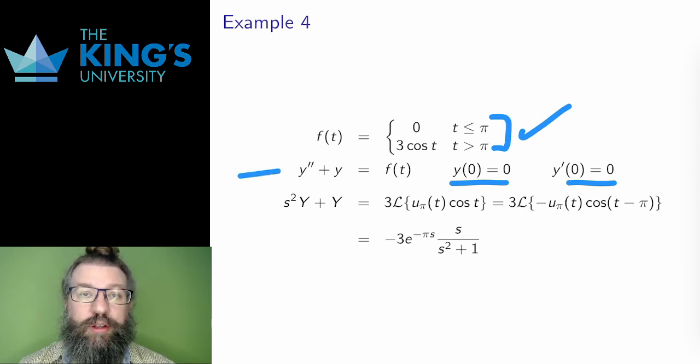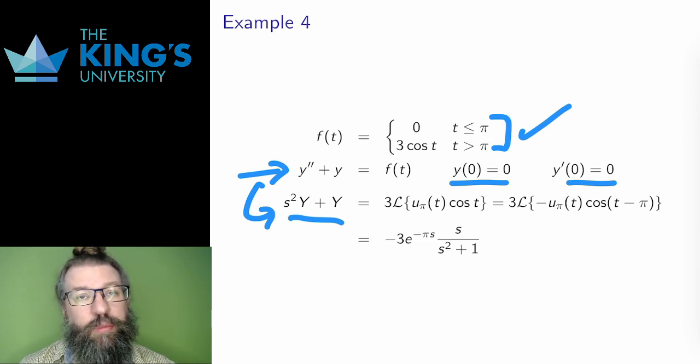Well, I transform the left, which is pretty easy. Y double prime becomes s squared Y. The other 2 terms that I normally get there are 0 from the initial conditions. Lowercase y becomes uppercase Y. And then I need to transform this weird discontinuous thing.